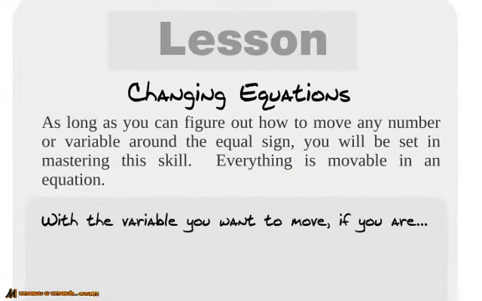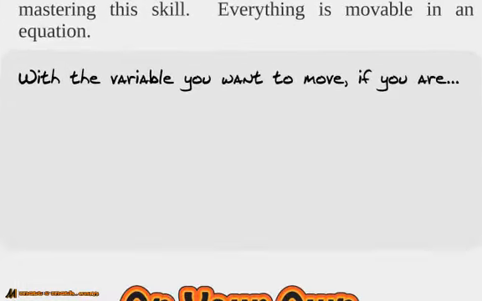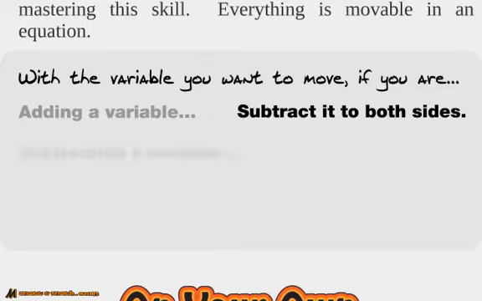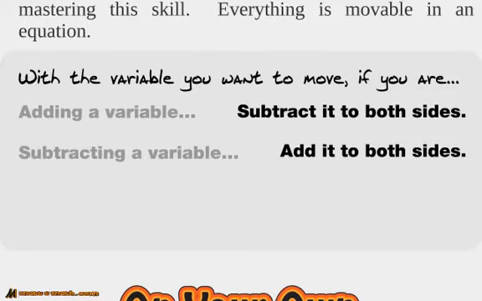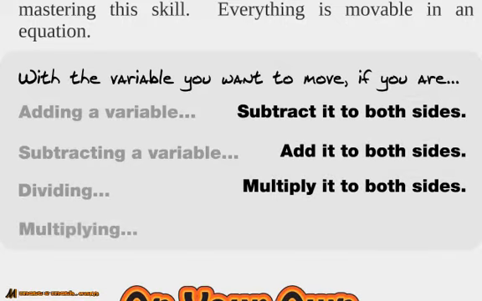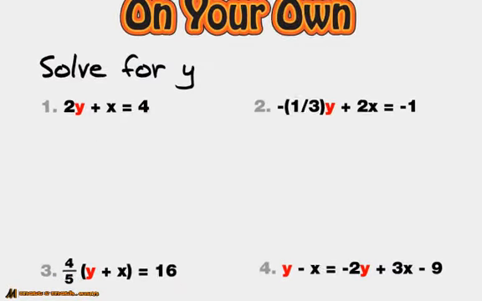Okay, so as long as you can figure out how to move any of these numbers, you're good to go. Everything is movable in the equation. With the variable you want, you just move everything else around it. So if you're adding a variable, you subtract it from both sides. If you're subtracting a variable, you add it to both sides. If you're dividing by a variable, you multiply it. Multiplying by a variable, you divide it. No big deal, huh? Everything is movable in the equation.